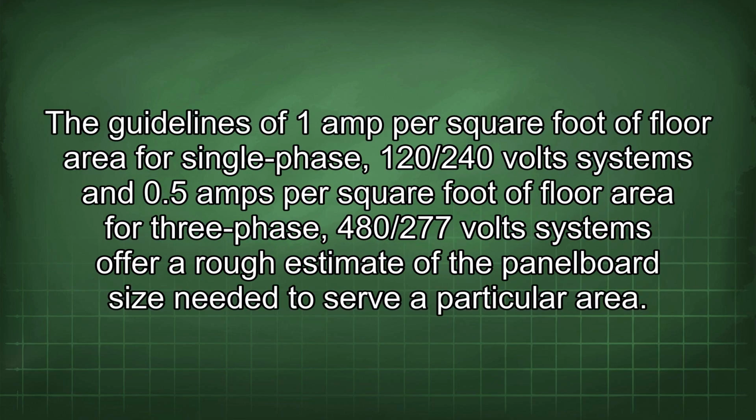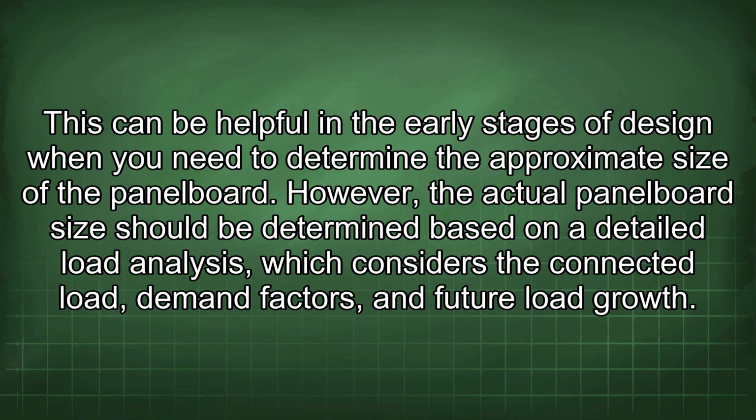Next, let's consider the rule of thumb for panel board size. The guidelines of 1 amp per square foot of floor area for single-phase 120/240 volt systems and 0.5 amps per square foot of floor area for 3-phase 480/277 volt systems offer a rough estimate of the panelboard size needed to serve a particular area. This can be helpful in the early stages of design when you need to determine the approximate size of the panelboard. However, the actual panelboard size should be determined based on a detailed load analysis, which considers the connected load, demand factors, and future load growth.